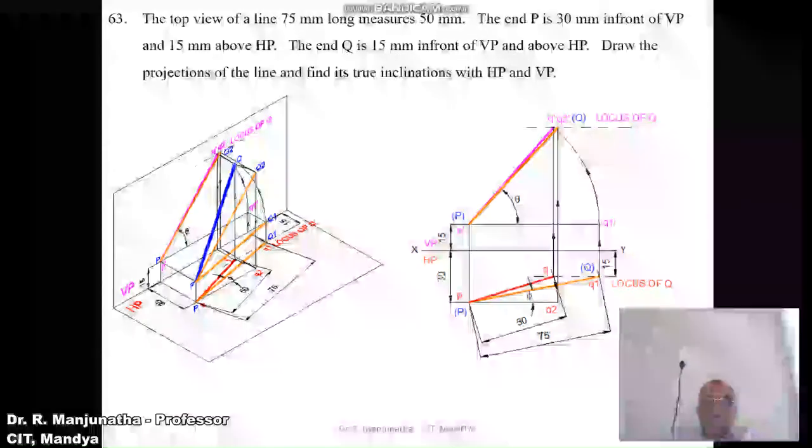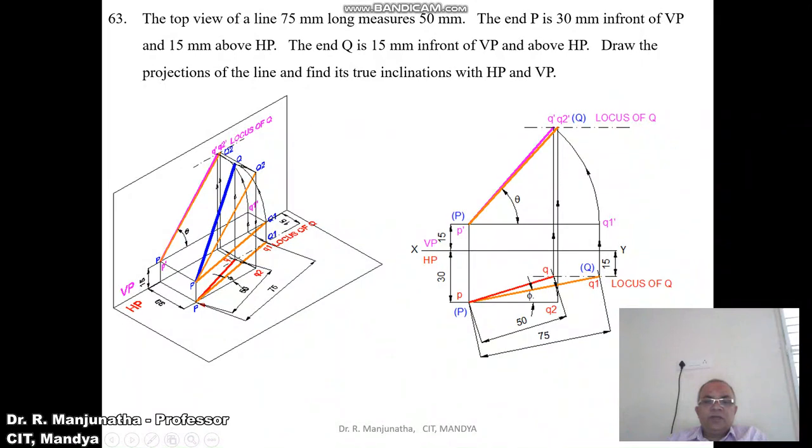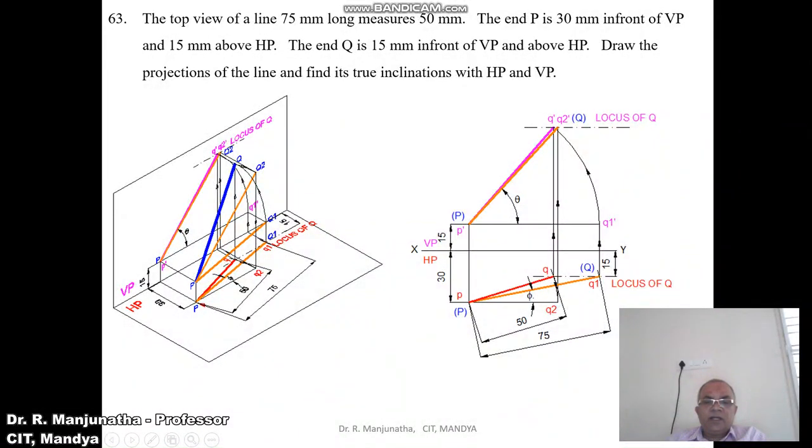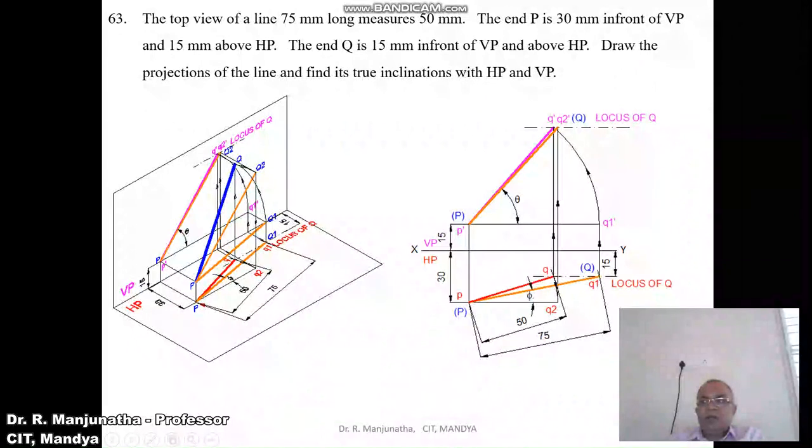Consider any point. From here, you draw a vertical projector, which should be a thin line, so that it will cut this point here, which is P dash, and which is small p, which is here. And you mark this as capital P in bracket and capital P in bracket here. And also 15 mm in front of VP. In front of VP can be seen below the XY line.